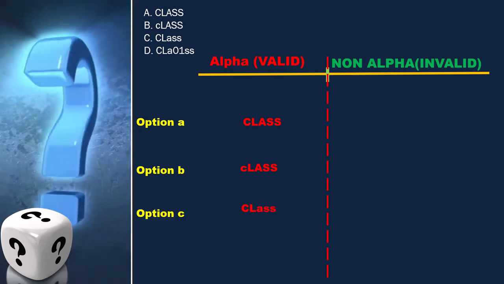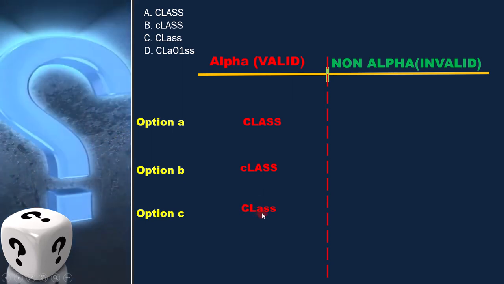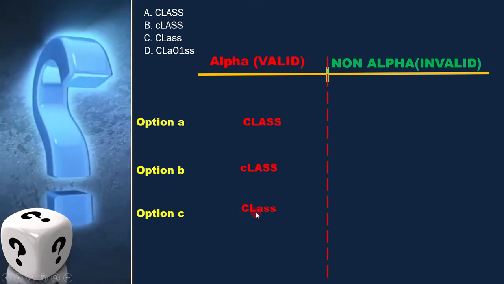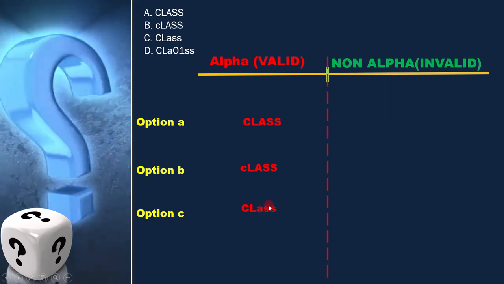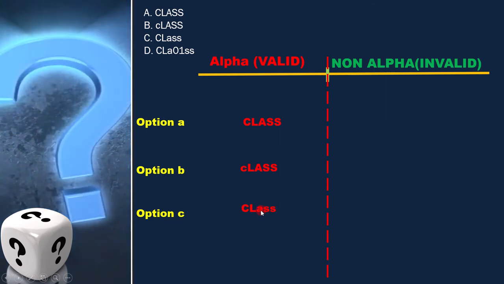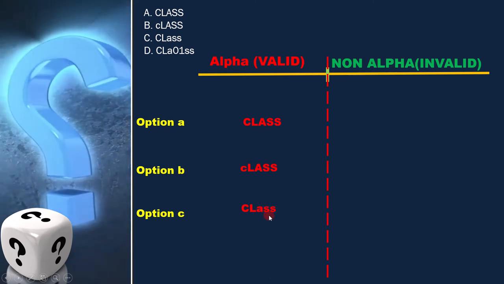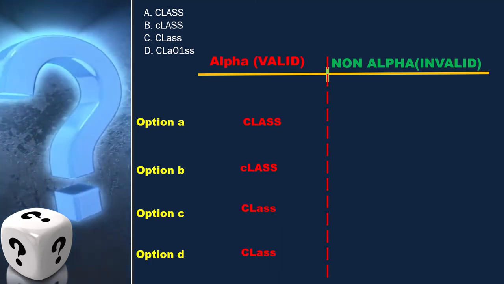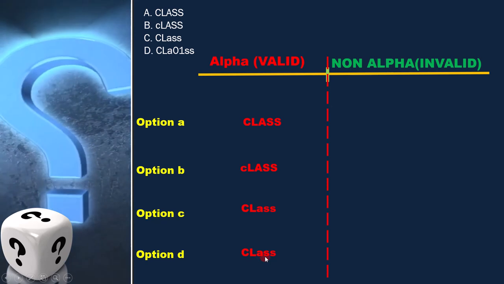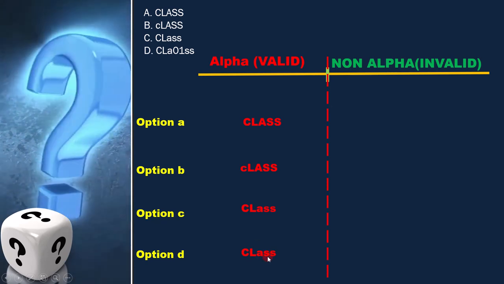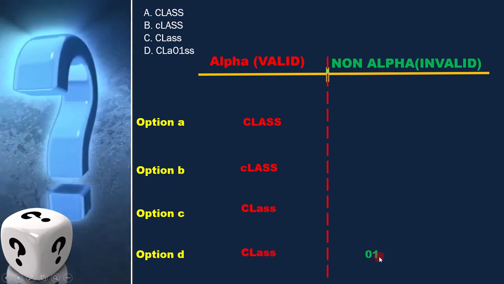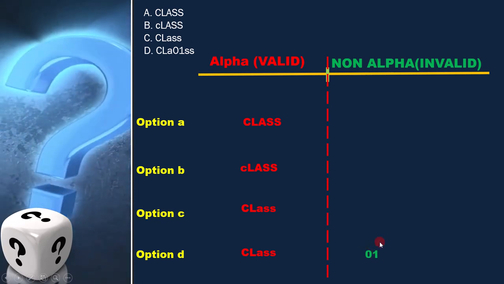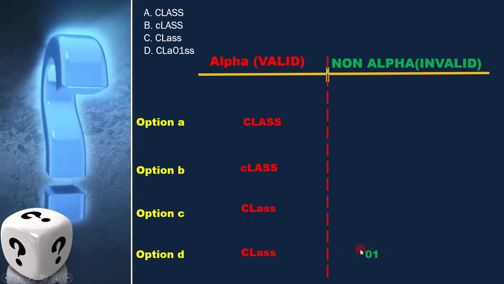Option C is C, L, a, s, s, where C and L are in caps, and all other alphabets are in small case. But since they are all alphabets, they are in valid class, and option C is not the answer. In option D, C, L are in caps, a, s, s are in small case, and 0, 1 are numeric values. Since 0 and 1 are numeric values, they are an invalid class. Clearly, option D is the answer.